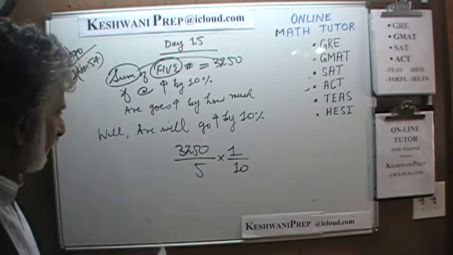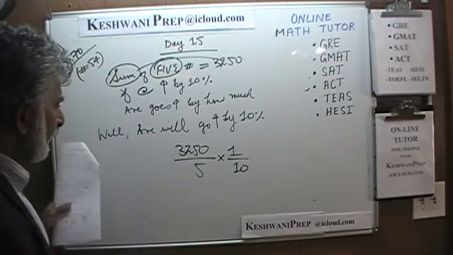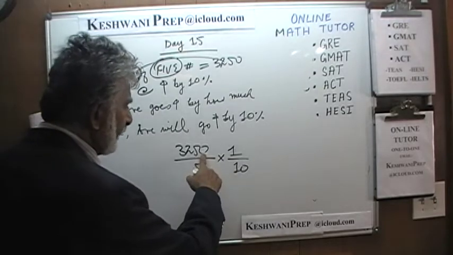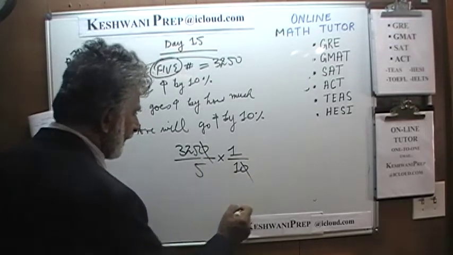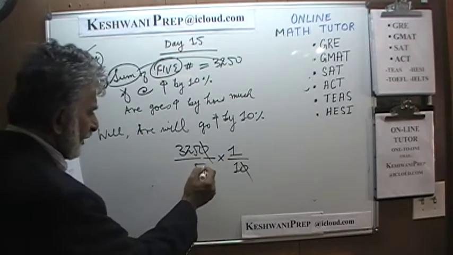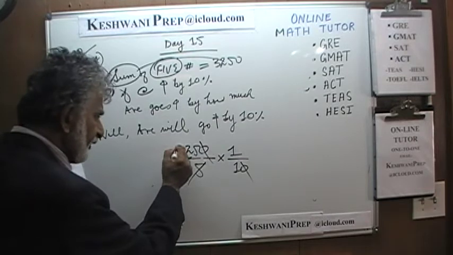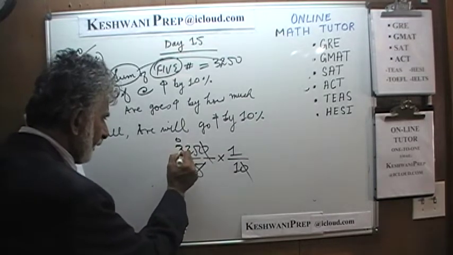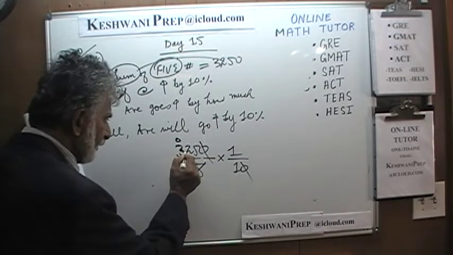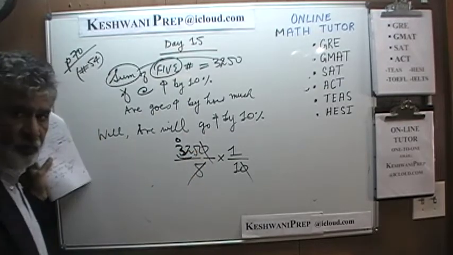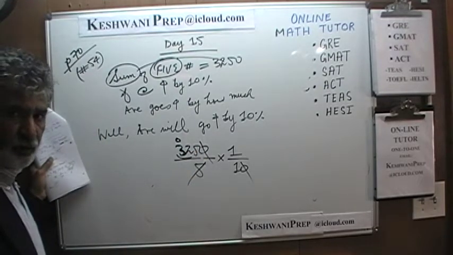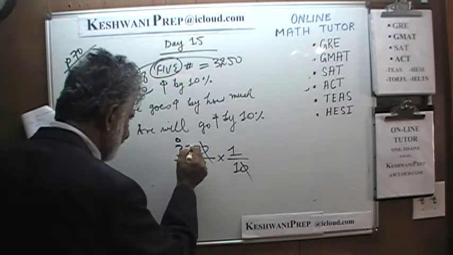Let's see what we can do here. I see a 0 here and 0 here. Let's divide top and bottom by 10. That will take care of that. And let's divide top and bottom by 5. How many 5s does 3 have? 3 has no 5. What happens to that 3? 3 goes and joins the 2 and becomes a 32. And how many 5s does 32 have? 32 has 6 5s.